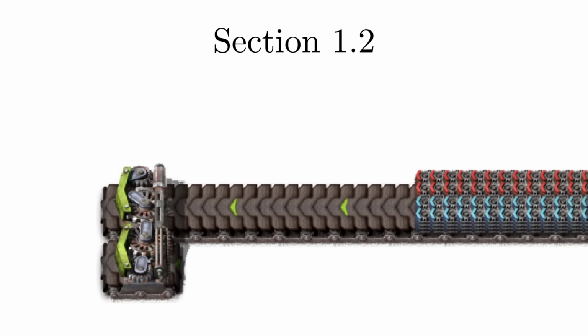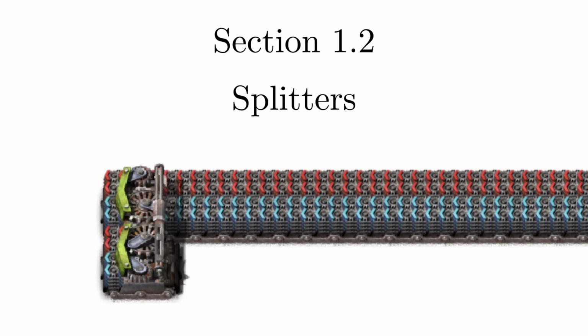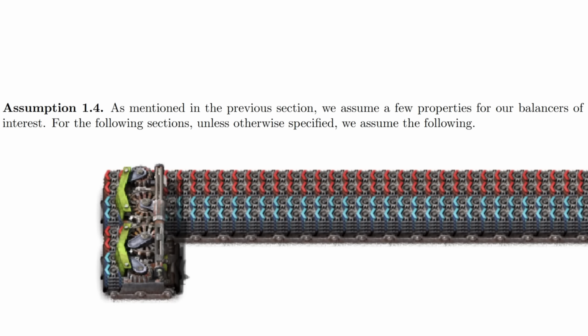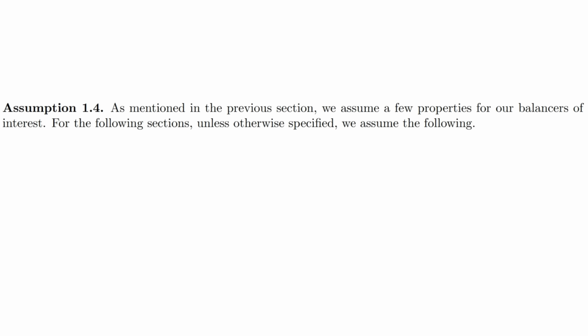Section 1.2 Splitters. Splitters are the simplest balancer. Before we introduce them, let us list some assumptions. Assumption 1.4. As mentioned in the previous section, we assume a few properties for our balancers of interest. For the following sections, unless otherwise specified, we assume the following.